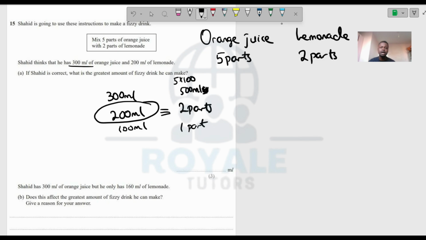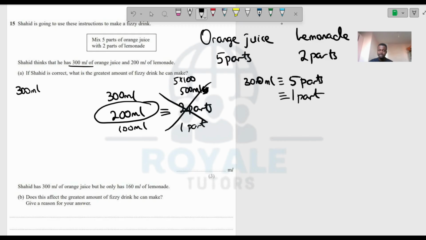What if I decide to use the entire orange juice? That is, I use all of the 300 milliliters of orange juice. That means 300 milliliters of orange juice is going to be equivalent to 5 parts this time. So this is not usable, so I cancel it out. 300 milliliters is going to be 5 parts, then I can get 1 part. 1 part is 300 divided by 5. That's going to be 60 milliliters. So 1 part, based on me using 300 milliliters of orange juice, is going to be 60 milliliters.